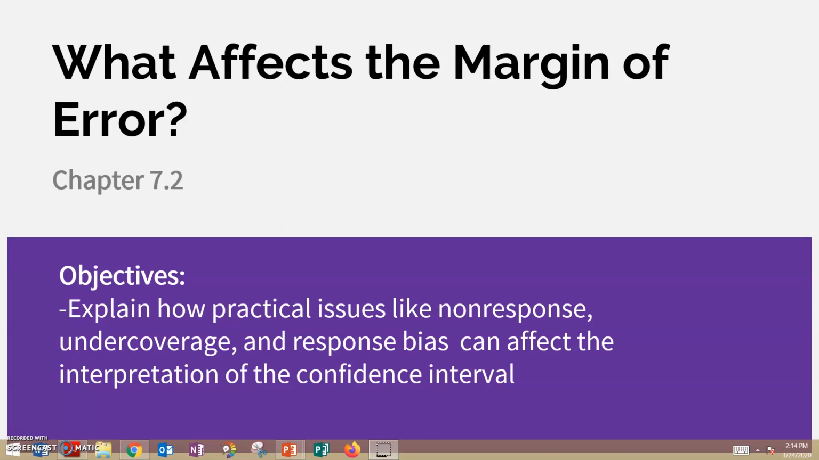Today's lesson is a little bit shorter than the one from yesterday. So today's topic is again, what affects the margin of error? And I wanted to talk about some practical issues like non-response bias, undercoverage bias, and response bias that can affect the interpretation of the confidence interval.